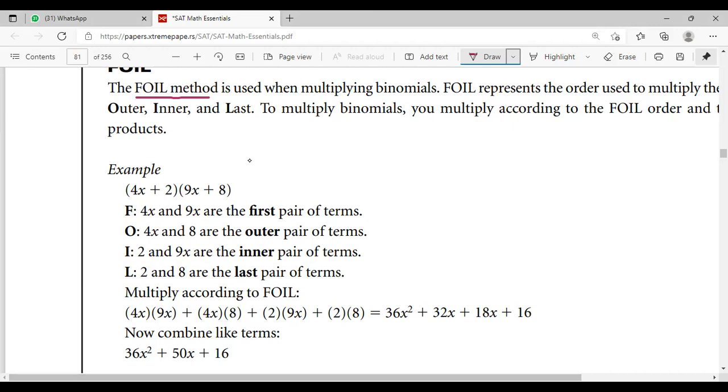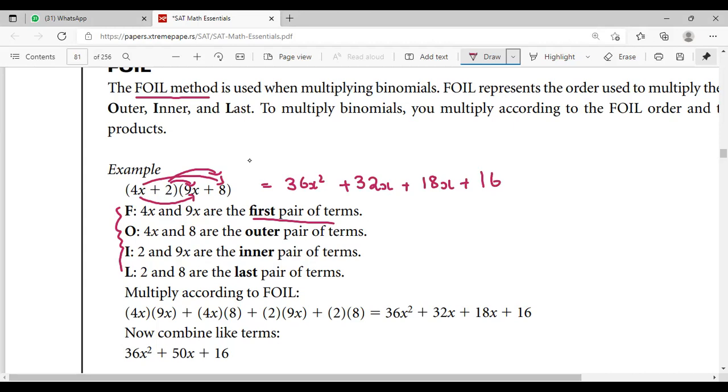Okay, so first pair of terms, we need to multiply 4 and 9. You don't need to remember such things because this is something that we are already familiar with, right? So we'll be multiplying this 4x with 9x and then with 8. And then again, we'll multiply this 2 with 9x and this 2 with 8x, okay? So 4x into 9x would be 36x square. 4x into 8 would be 32x. Then 2 into 9x would be 18x. And then 2 into 8 would be 16.